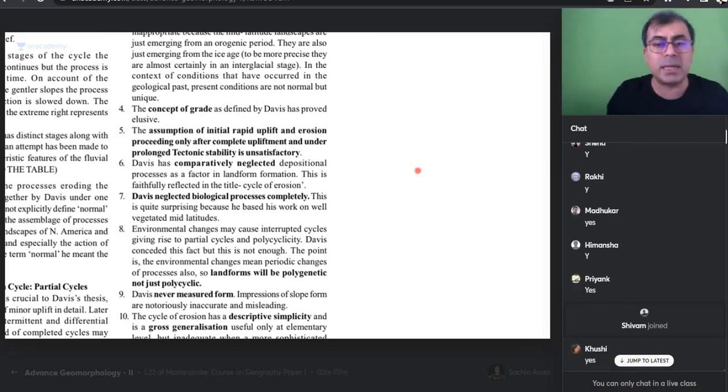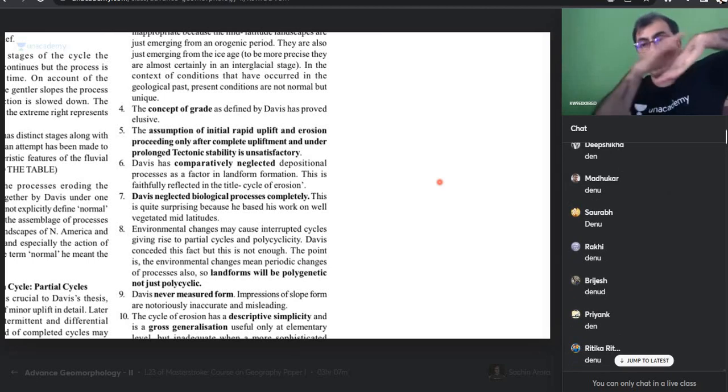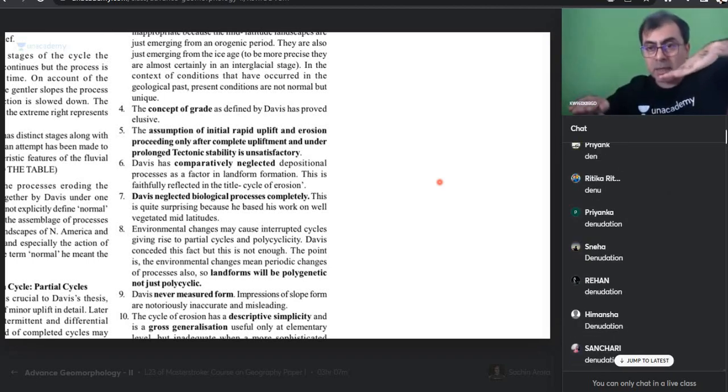Davis has comparatively neglected depositional process. This is faithfully reflected in the title, cycle of erosion. Why do you call it cycle of erosion? Ideally, you should call it cycle of denudation. Which is the wider term, erosion or denudation? Because deposition is also happening. Steep ones, where they are going, they will go and deposit, and there the level is rising, here the level is falling. That is why overall the slope is going down.